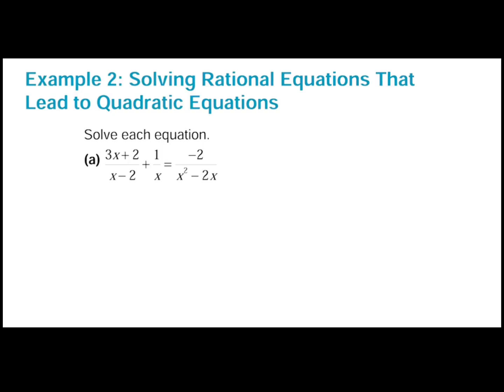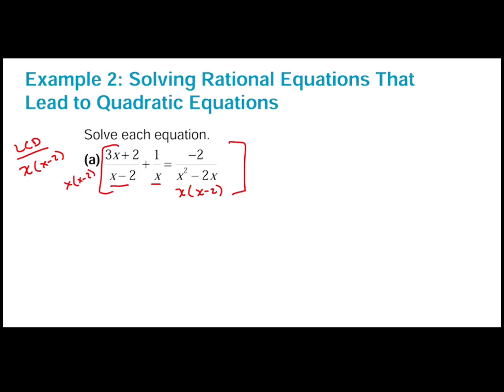So let's look at this one. All right, we have 3x plus 2 all over x minus 2 plus 1 over x is equal to negative 2 over x squared minus 2x. So the thing is, we have to know that this is x times x minus 2. All right, which is the same thing as this and this. So our LCD will be x times x minus 2. All right, and we're going to multiply it times the LCD, which is the x times x minus 2.